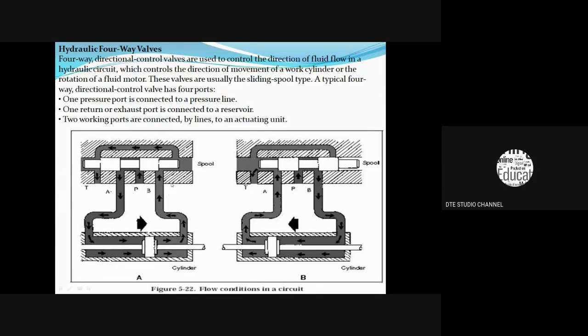The figure shows only 2 positions. It is a type of 4x2 DC valve. This is the first position of the spool, where P is connected to A and B is connected to T.